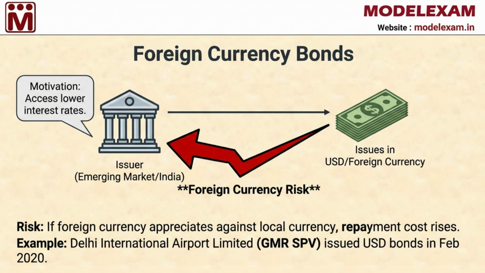These are called foreign currency bonds. For example, an Indian company might issue bonds in US dollars. The motivation is usually to access lower interest rates available in developed markets. A good example is when Delhi International Airport Limited issued dollar bonds in February 2020. However, this comes with a major risk called foreign currency risk. If the dollar becomes stronger against the rupee, the company will have to shell out more rupees to repay the loan, which can be very expensive.